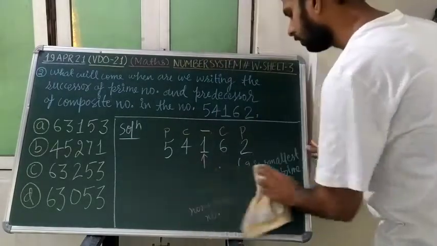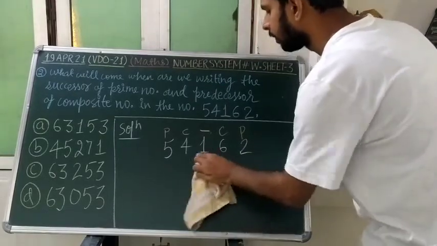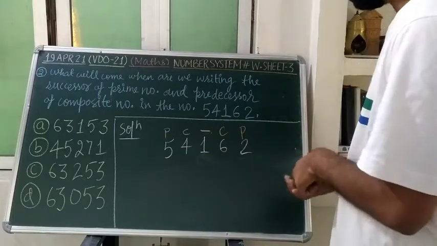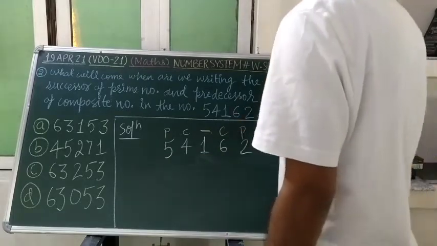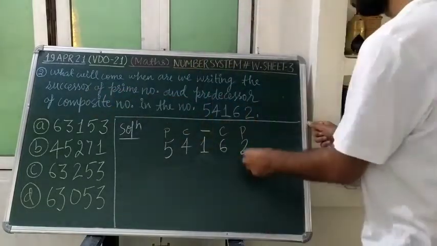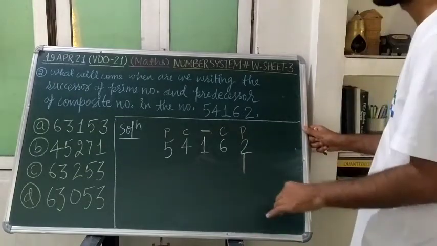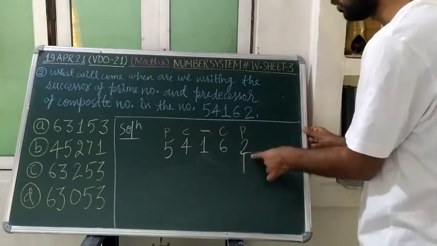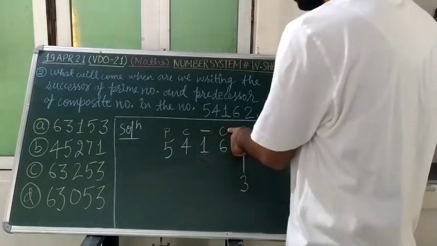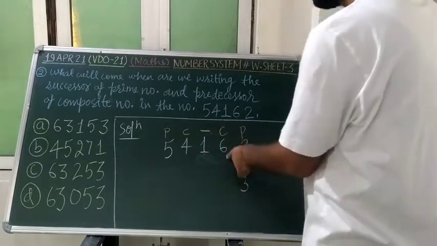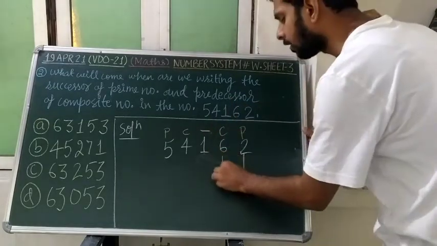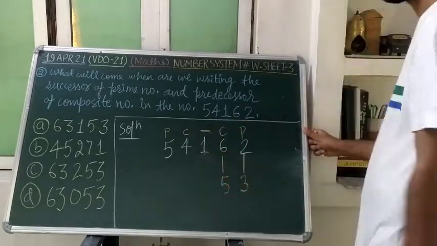I'm rubbing here. So we have checked which one is prime and which one is composite. Now they are asking us to write the successor of prime numbers. Successor means plus 1. So 2 is a prime number, and its successor will be 3. 6 is a composite number, and for composite numbers we write the predecessor. Predecessor means subtract 1, so 6 minus 1 gives us 5.